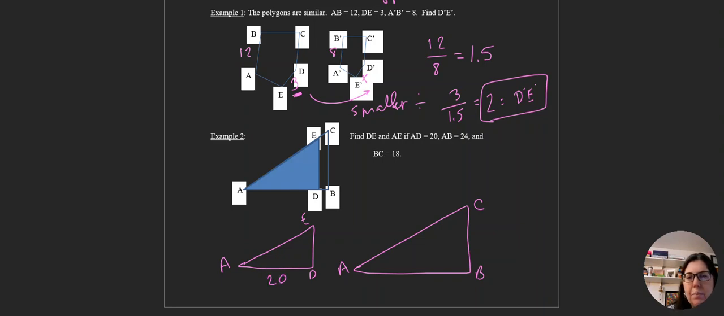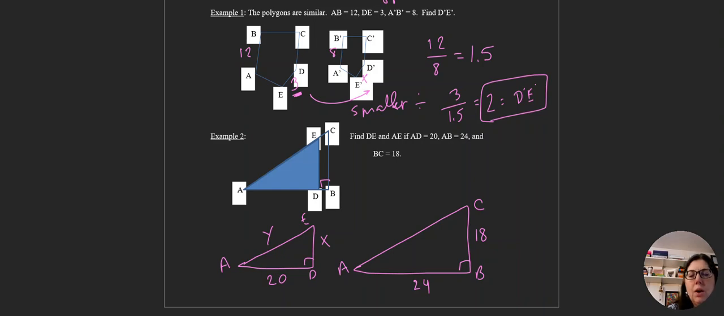So let's see, they tell us AD is 20. They tell us AB is 24. So the way I have it drawn, the bigger one is on the right. BC is 18. And they're asking us to find DE and AE. So they're asking us to find information on the smaller triangle, not the bigger triangle. And one thing that should have been noted here, these are right triangles. There should have been a little tiny square here in the corner.